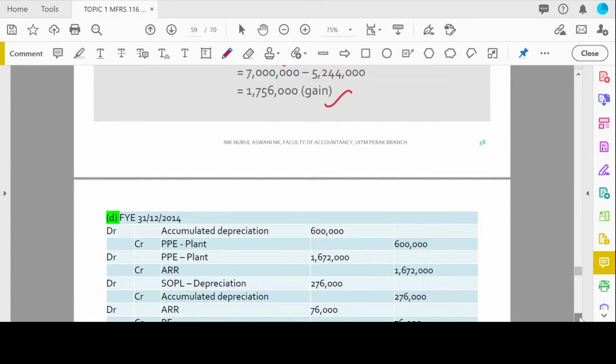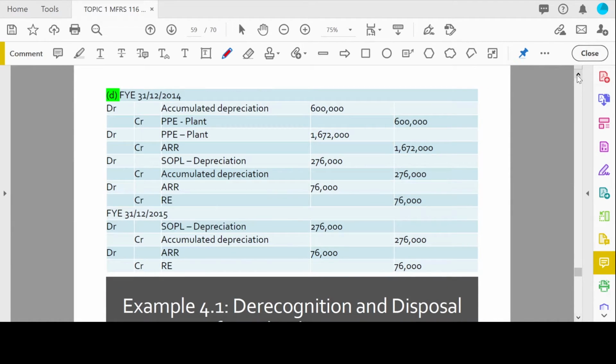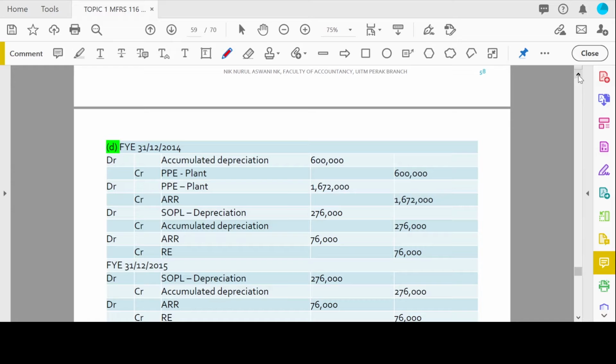So on purchase of PPE, the journal entry would be, if I were to add one more, here would be 2011: debit PPE plant, 5 million, credit cash, 5 million. Okay, and the next one is for year ended 31st December 2014.